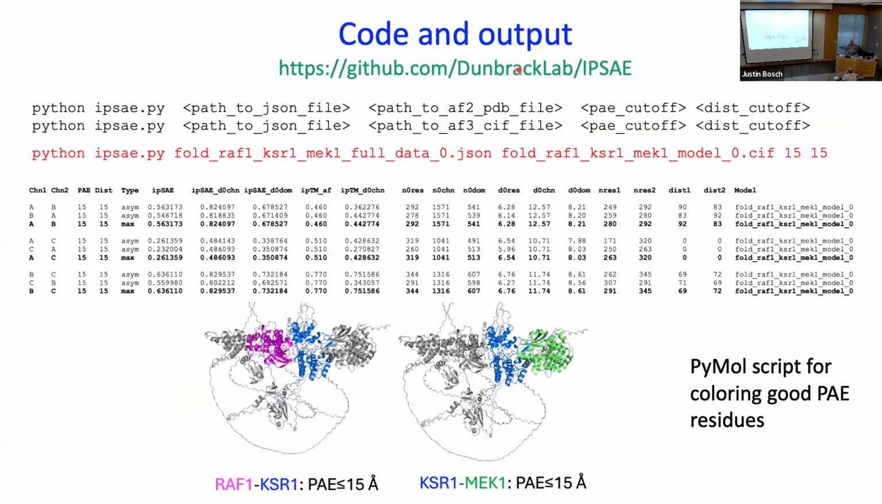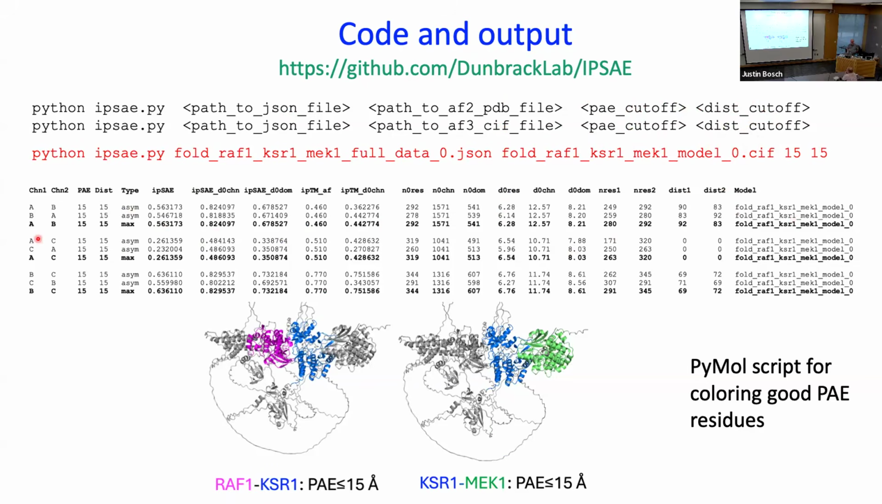The code is on GitHub. It is just a Python script. You give it the JSON file from AlphaFold 3 or AlphaFold 2 output, the big JSON files that have all of the PAE matrix data in it. Then you give it the PDB file or the mmCIF file. You give it a PAE cutoff. We usually use 10, sometimes 15. There's a distance cutoff, which is really saying, of all the residues that pass the PAE cutoff, how many of them are within some distance between the two proteins? It just gives you a number.